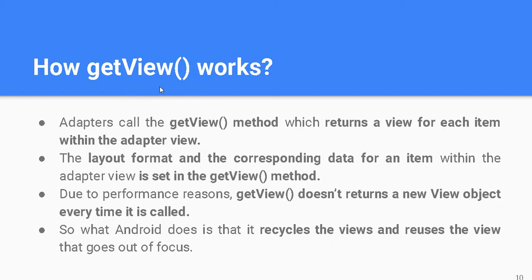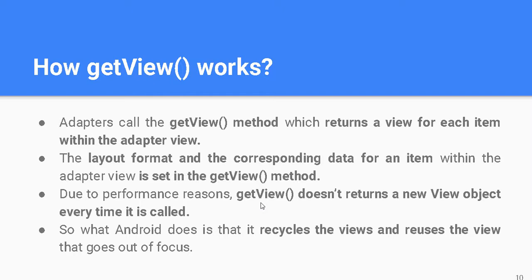As I already discussed, getView is the method that will return a view for each item. I am not saying only for a single item, but for each item. It will set your format layouts as well as the corresponding data item using your getView method. The getView method doesn't create a new view object. Please keep in mind, this is the important line to understand about getView.